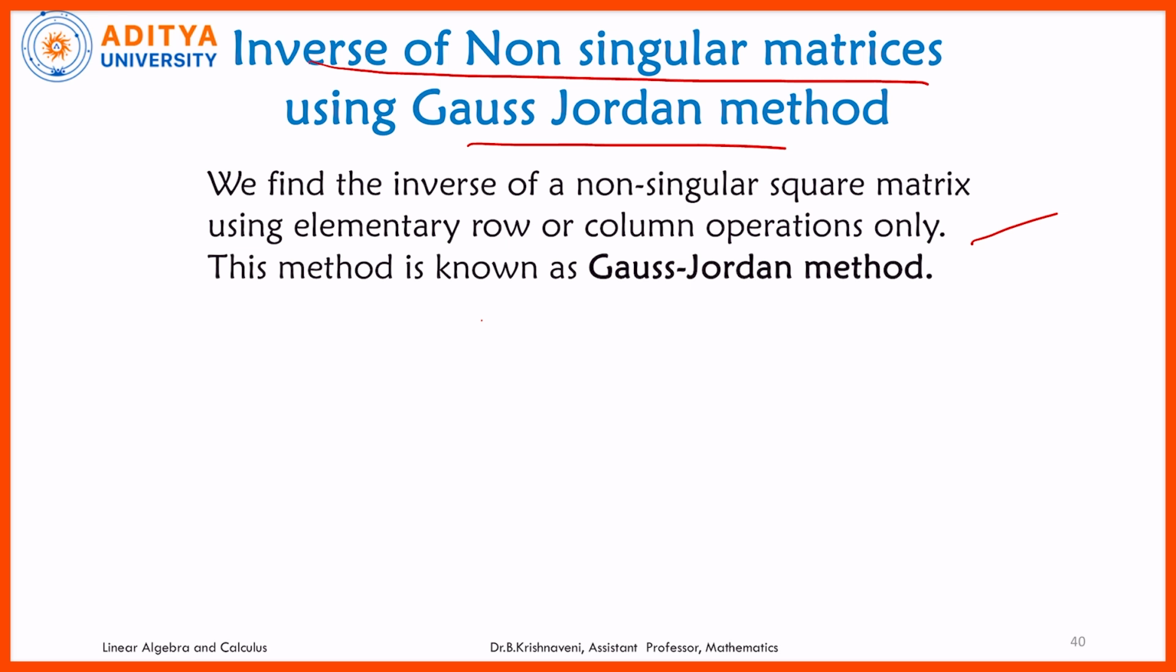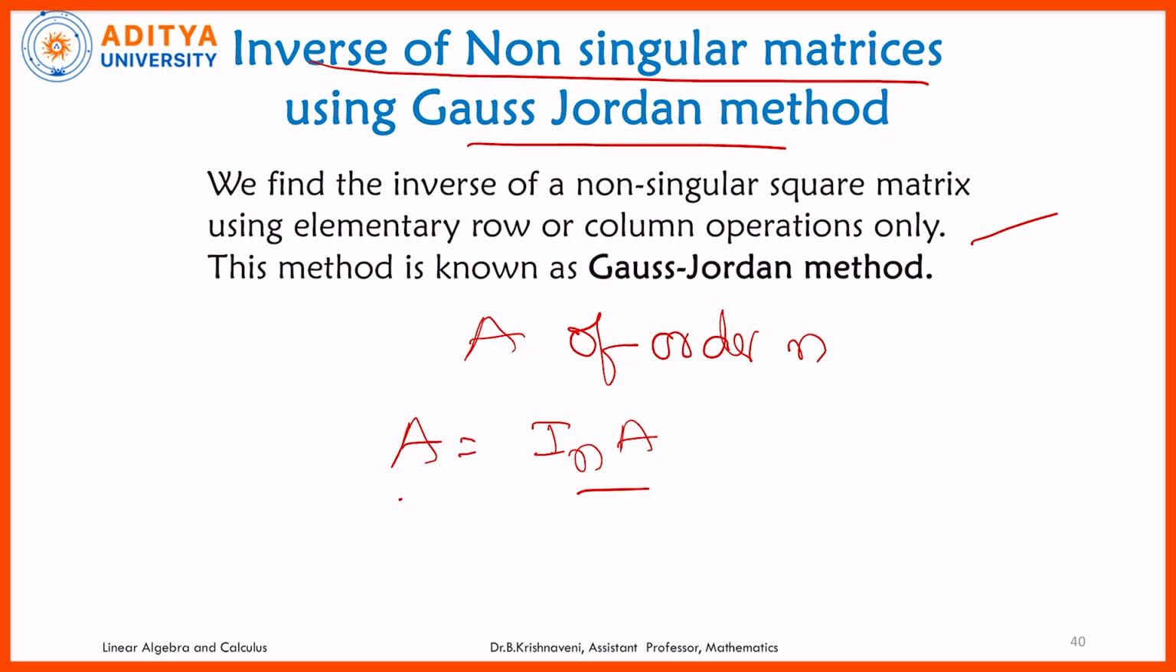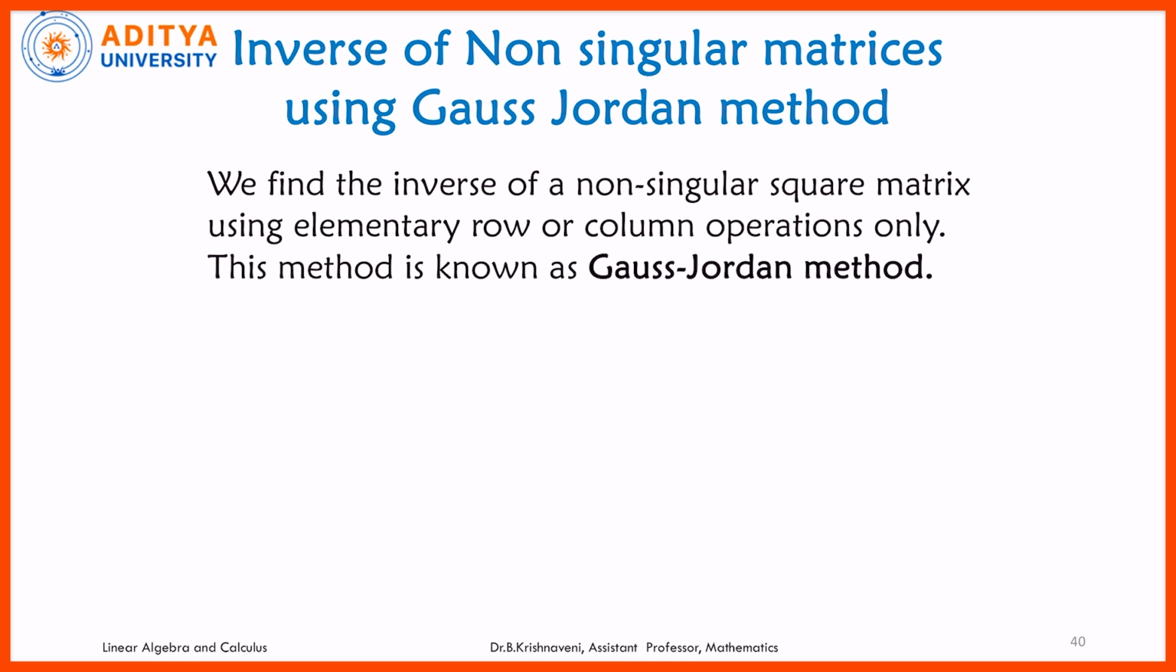So in this method, the process is, let us consider any matrix A, which is a square matrix of order n. Then consider the equation A equal to INA, that is, pre-multiply with IN. Then we need to apply row operations only, so that we convert this equation into IN equal to BA. So from this equation we can say BA is equal to IN. So that's what we can say, that the inverse of A is equal to B. We will follow this process in order to find the inverse of the matrix using the Gauss-Jordan method.